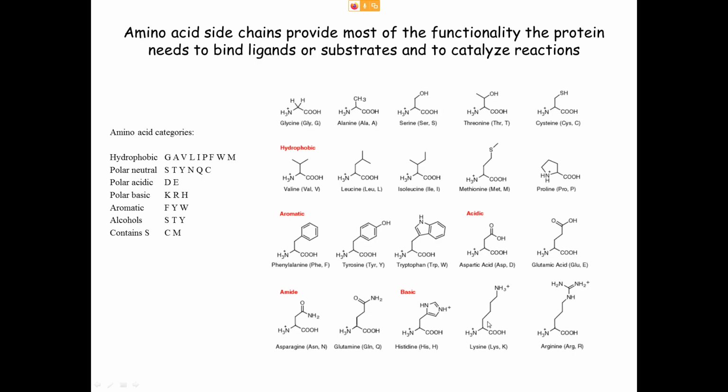other 19, and some are quite long in their carbon chains, and they have various functional groups attached at the ends. Right? And some are very, very simple. They're just hydrocarbon chains, right?